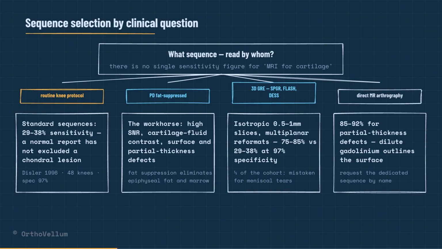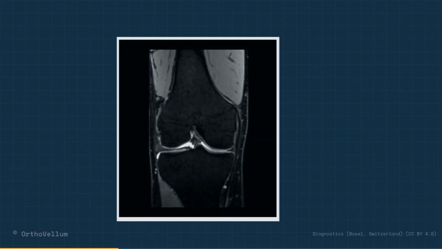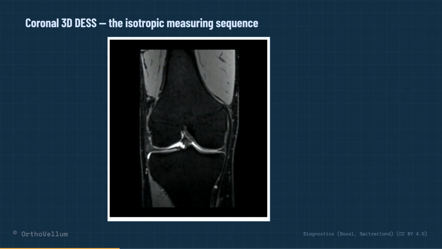3 Tesla is the preferred field strength. Three-dimensional DESS, thin contiguous sections, high cartilage fluid contrast, multiplanar reformats, built for measuring surface morphology and focal loss, the modern descendant of the SPGR protocol Disler tested. Its honesty: fluid-sensitive fast spin echo sequences remain essential for marrow and soft tissue abnormalities. DESS measures. It does not replace.